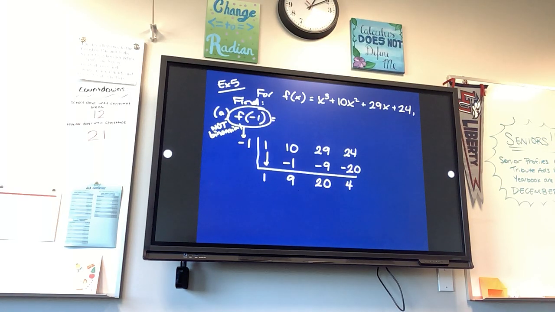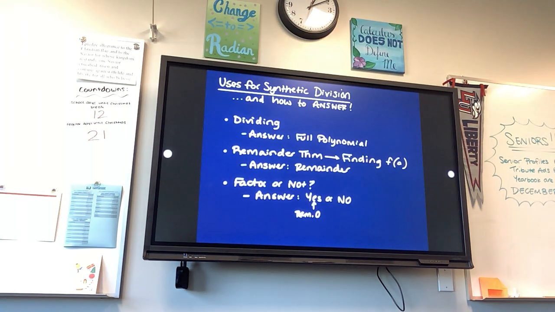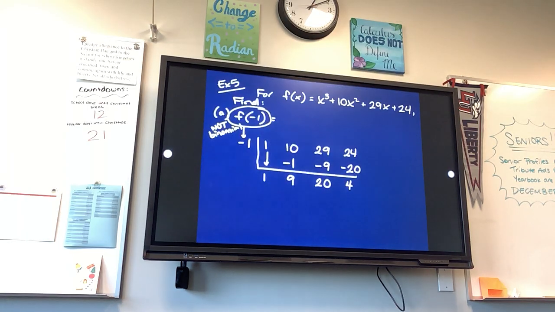Okay, now what is the answer to f at -1? No x's. Go back over here. What do we put as the answer for a function value? 4. Why is it 4? The remainder. Very good. That's how you answer. So f at -1 is equal to 4. That is it.